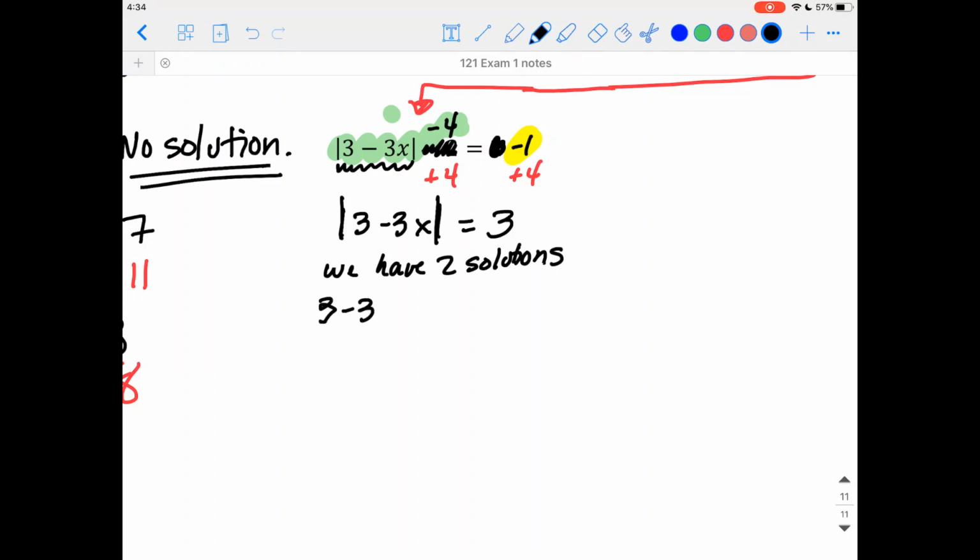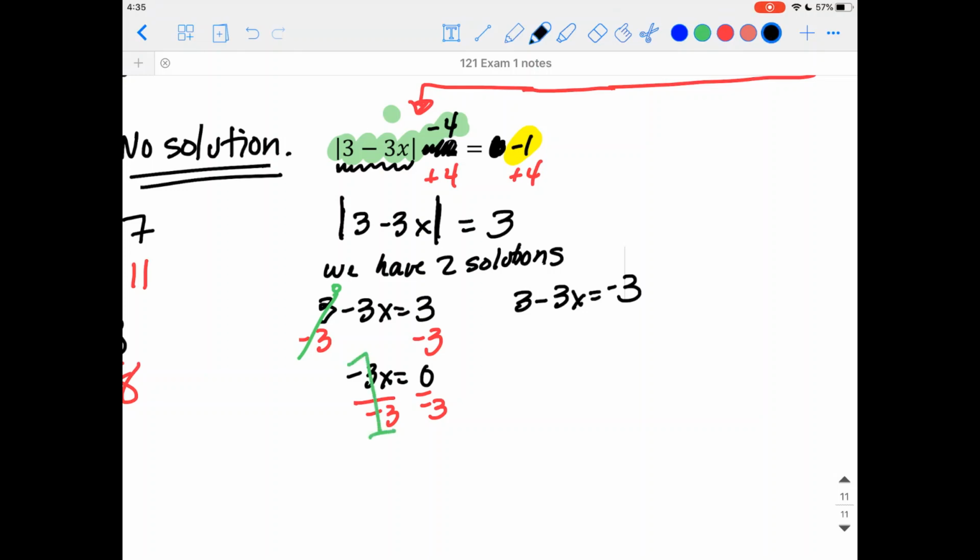So we're going to do 3 minus 3x is equal to 3. I'm sorry, 3 minus 3x is equal to negative 3, and we're going to solve for x. So we're going to subtract 3 from both sides. And this simplifies to 0. Minus 3x is going to give us negative 3x is equal to 0. Divide both sides by negative 3. So negative 3 divided by negative 3 simplifies to 1, times x is equal to 0 divided by negative 3, which is just 0. So that's one of the answers that we got.